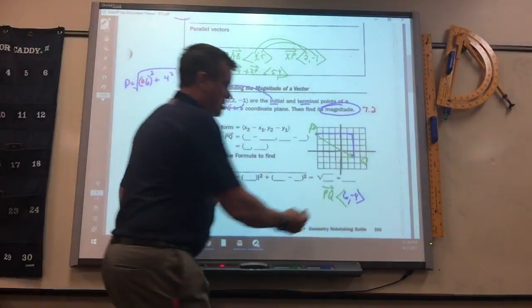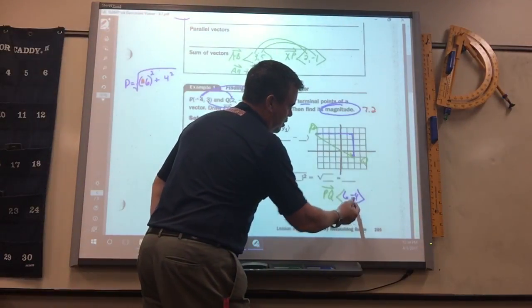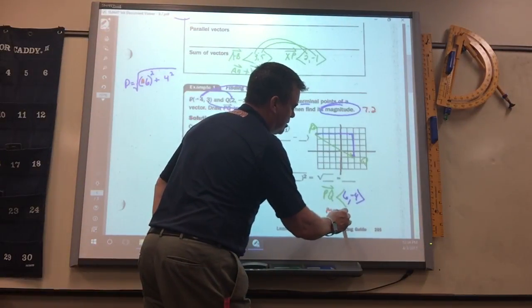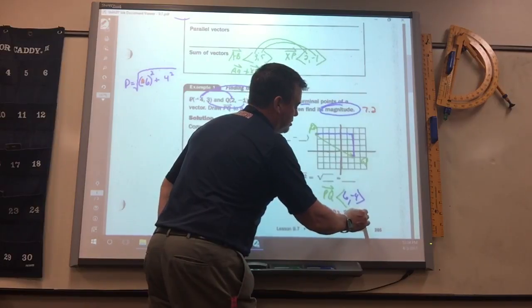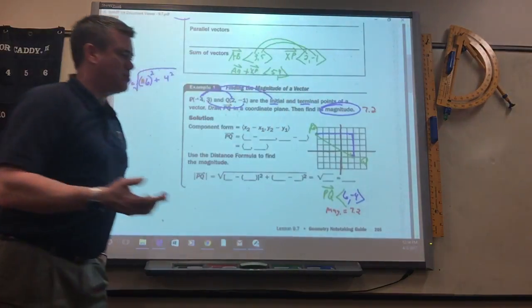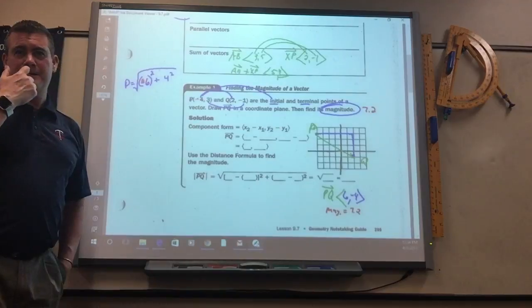Okay? So here's how you name it. Here's the component form, and the magnitude is 7.2. That's what we're going to be doing today. So we have to find both those things.